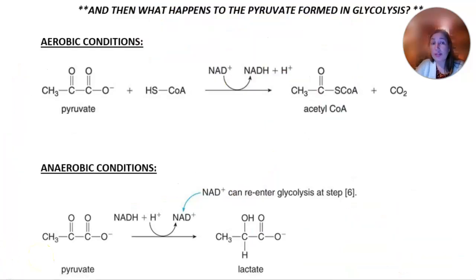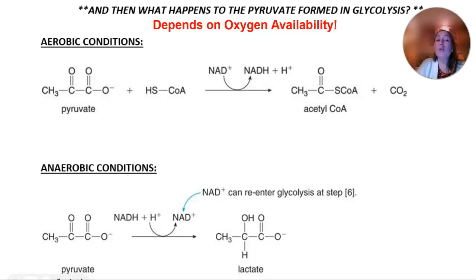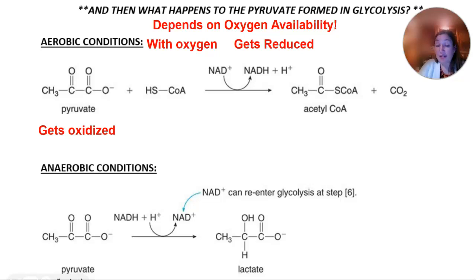Okay, so the next question is, then what happens to the pyruvate formed in glycolysis? It depends on the conditions. That's the big takeaway, that this is going to be very condition dependent. It depends on if we have oxygen available or not. So aerobic conditions are what we call it when we have oxygen. So with oxygen, these are going to be aerobic conditions. In these conditions, we'll have pyruvate, and the pyruvate itself gets oxidized. And pyruvate's going to be broken really in half, right?